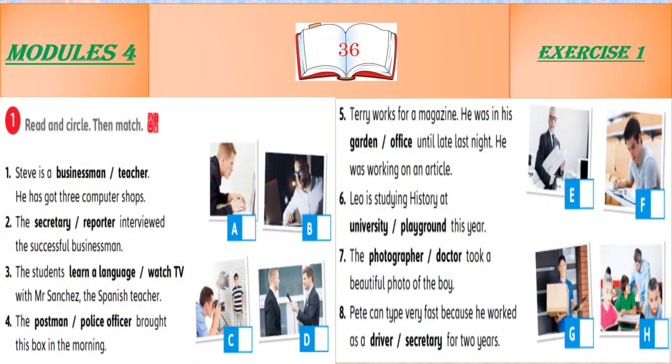Yes, my friends, now we are on module number 4 in our workbook, page 36. Page 36, exercise number 1. Read and circle, choose the correct answer from these sentences. Number 1. Steve is a businessman or teacher. He has got 3 computer shops. The correct answer is businessman.